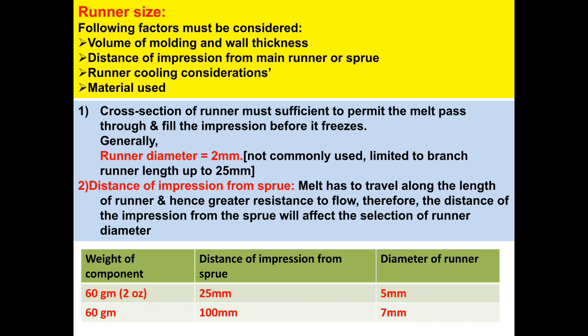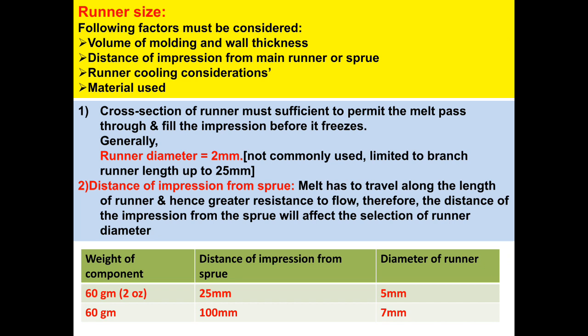Runner size depends on the volume of the molding, the wall thickness, the distance of the impression from the main runner or sprue, runner cooling considerations, and the material used. Runner diameter of 2 mm is generally considered but not commonly used, and it is limited to the branch runner. There is a main runner connected to the sprue, and when there are a number of impressions, sometimes you have to provide a branch runner. This branch runner diameter is generally equal to 22 mm.